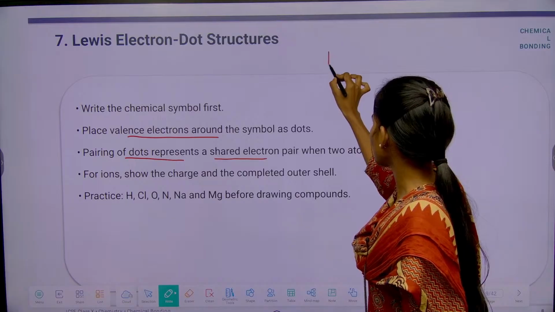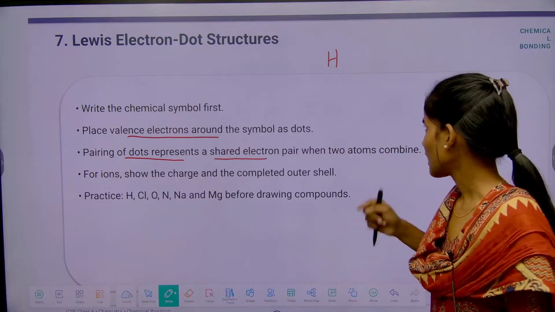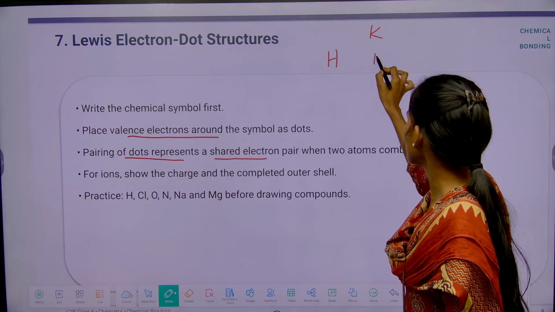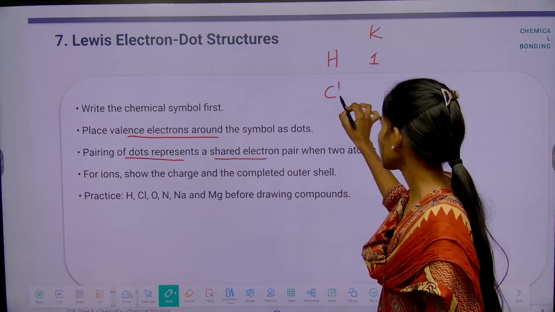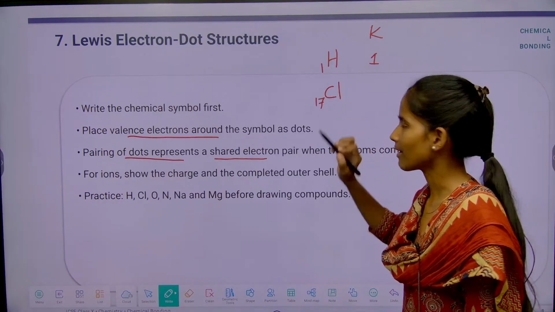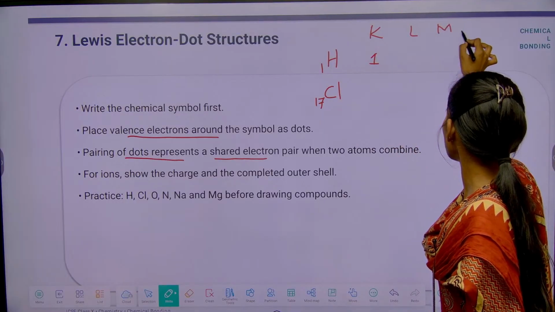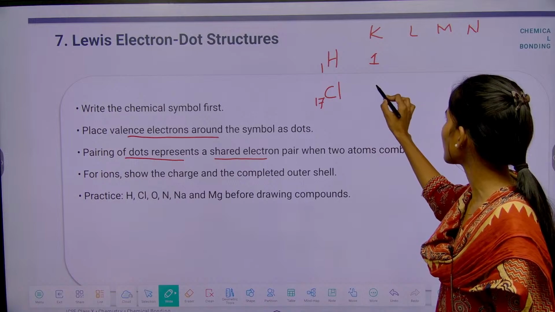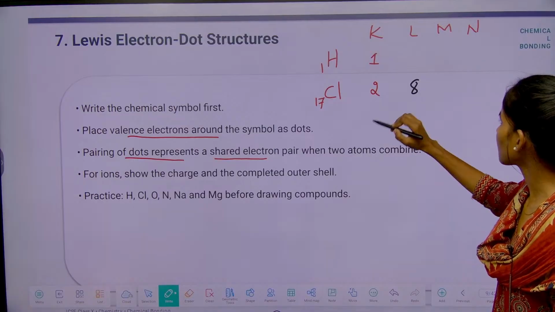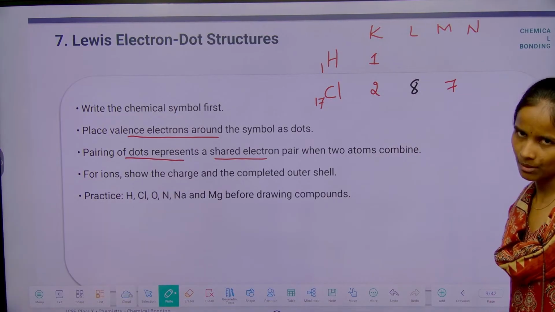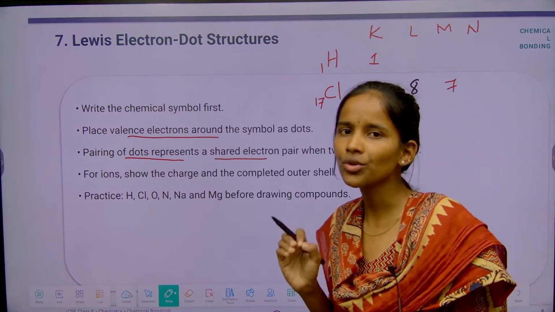Take the example hydrogen. What is its atomic number? 1. Then how to write the configuration? In K shell it will fill only 1 electron. Now if you take chlorine, Cl, its atomic number is 17. To get stability, first we write the configuration K, L, M. 17 electrons are there: 2 electrons in K shell, 8 electrons in L shell, and 7 electrons in M shell. So chlorine, as we just discussed, will gain 1 electron in order to get stability.